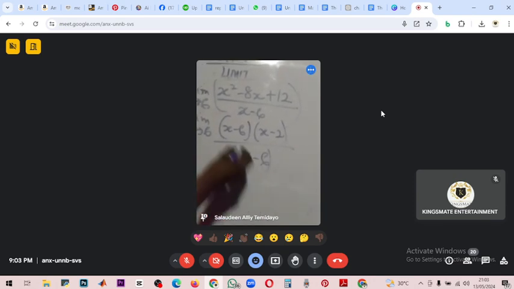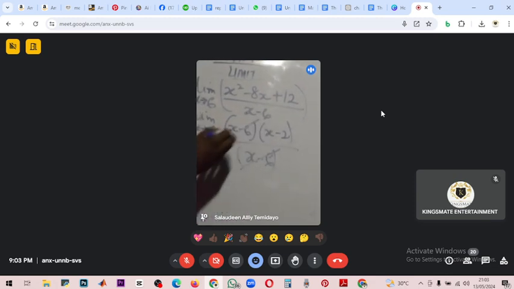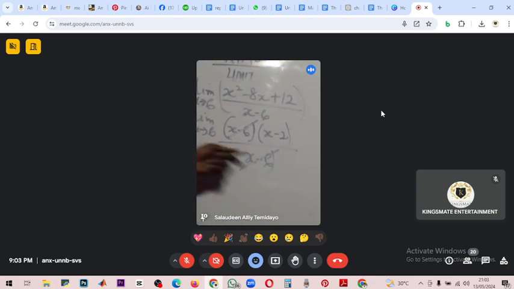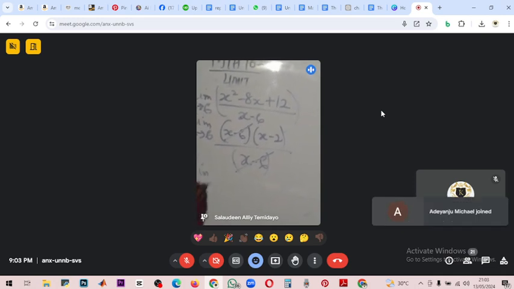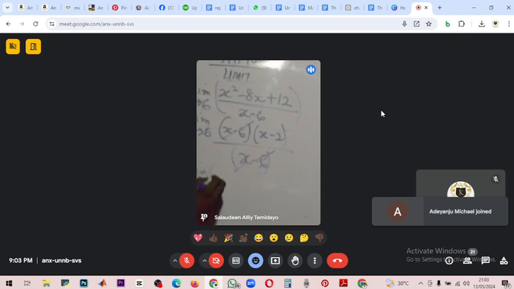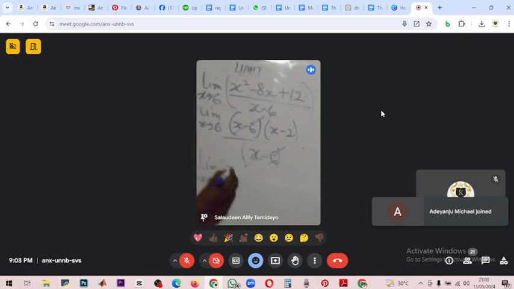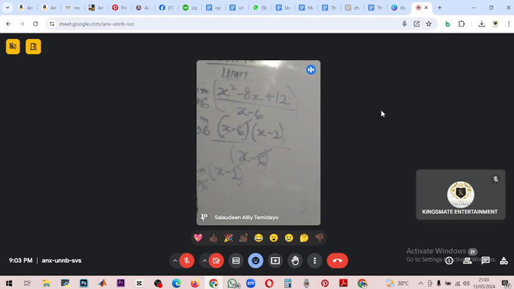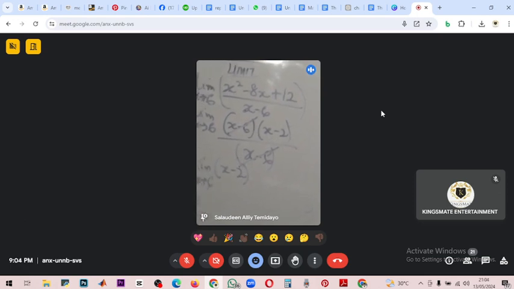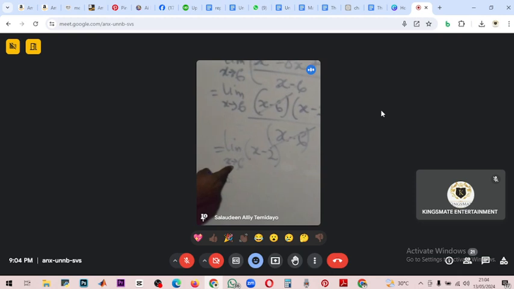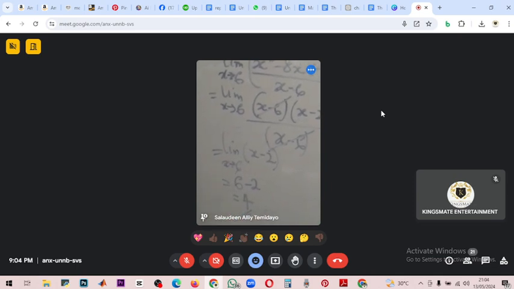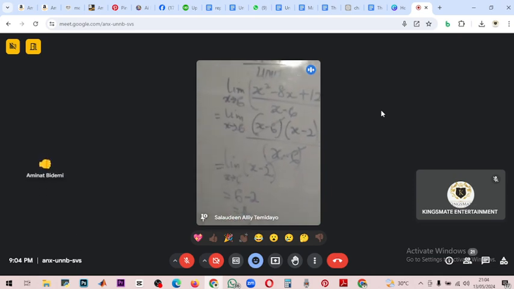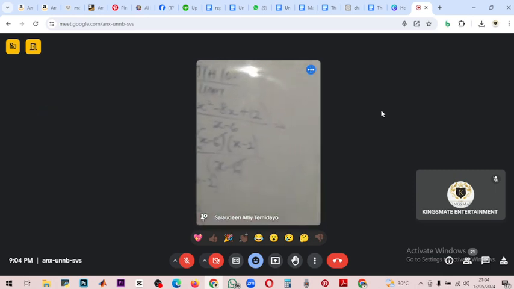Now x minus 6 cancels x minus 6 in this expression. Now we can work with our limit. The limit as x approaches 6 of x minus 2 is 6 minus 2. Therefore, the answer is 4. But if I use the replacement theorem straight away, I'm only going to have 0 under.